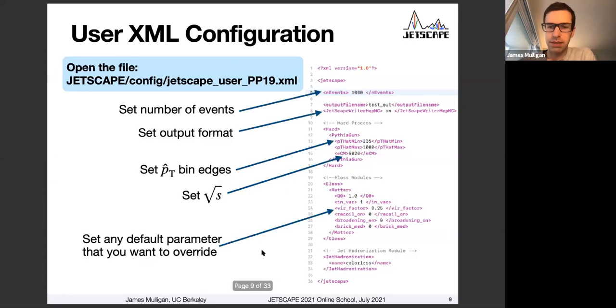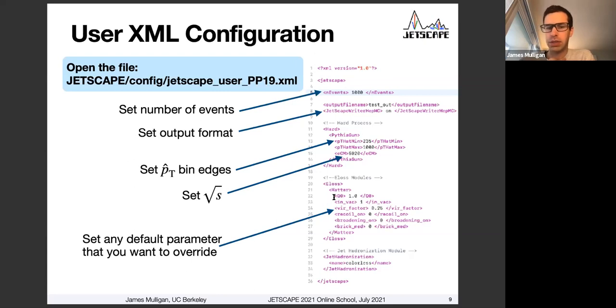So open that up and take a look at it, and then you can see what specific things you might want to set. You can set the number of events here. You can set the output format. You can set in Pythia what the pT hat range is, which is like the Q squared of the hard process that you will generate. You can set the center of mass energy, the square root of s.